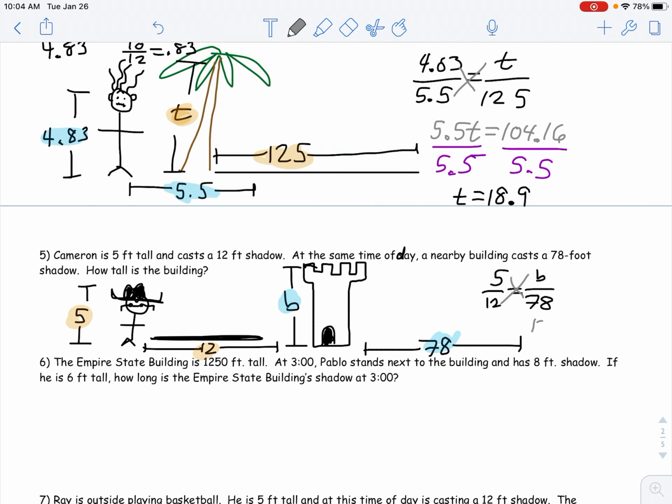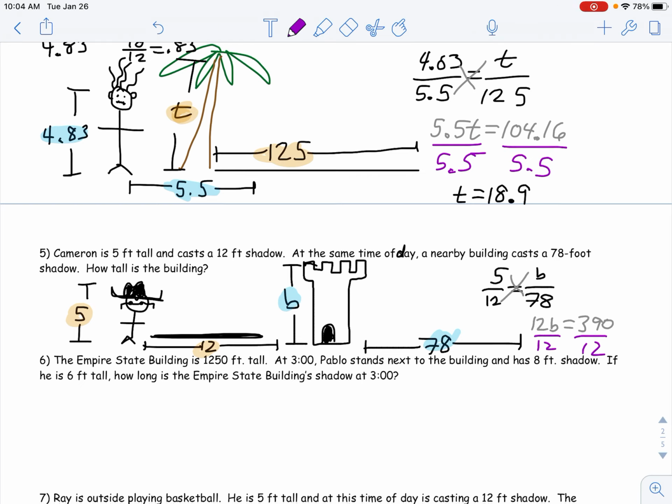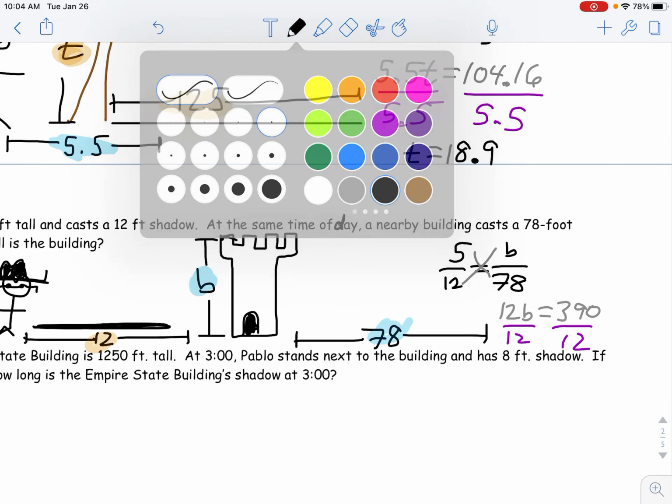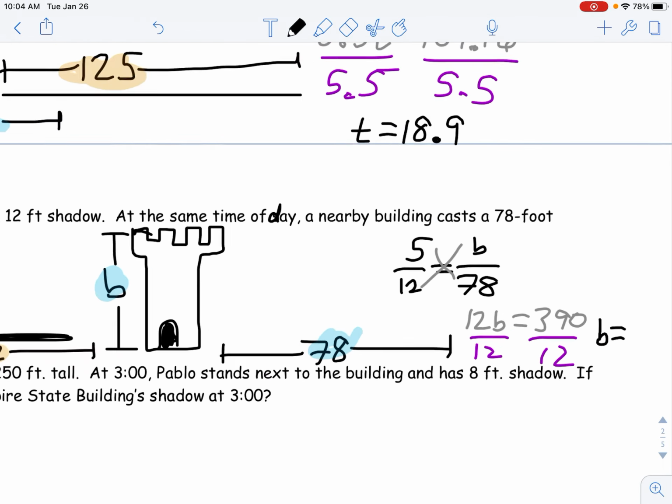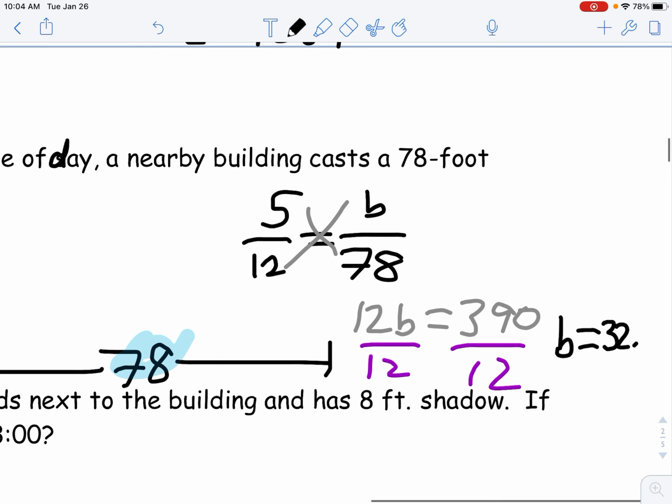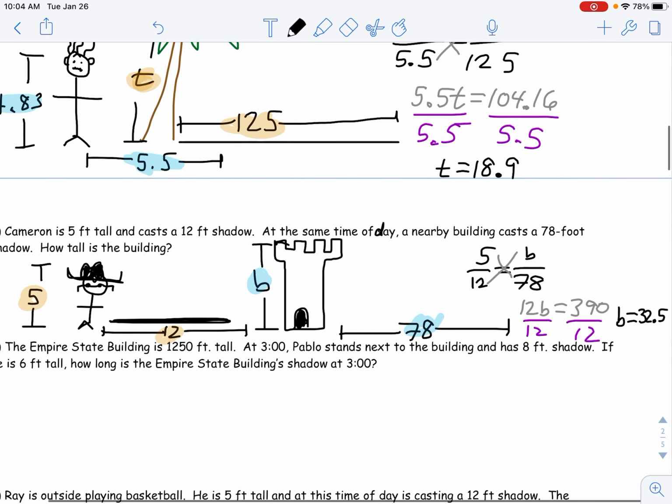Cross multiply. We're going to have 12B equals 78 times 5, which is 390. Divide both sides by 12. And we're going to get the building, our tower, is 32.5. That'd be a pretty cool house if your house was just a tower. And you can go up here and just chill on the top of your tower.